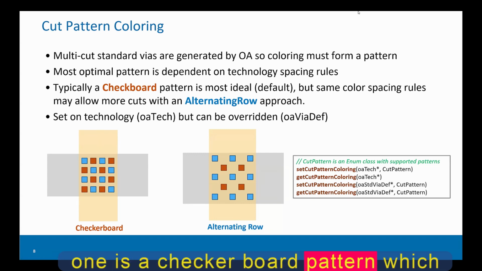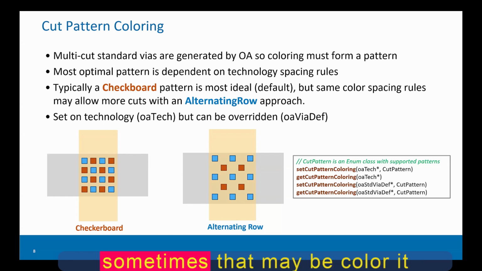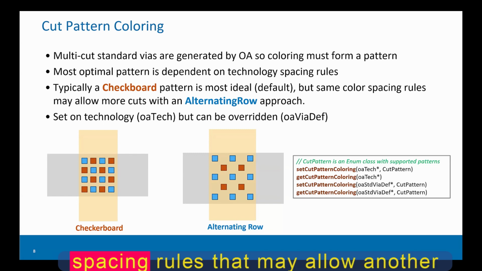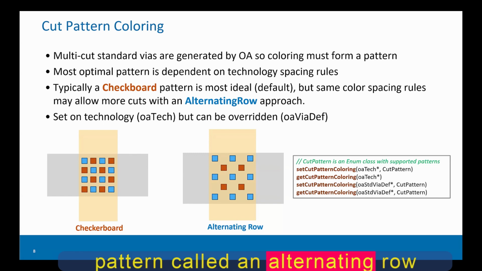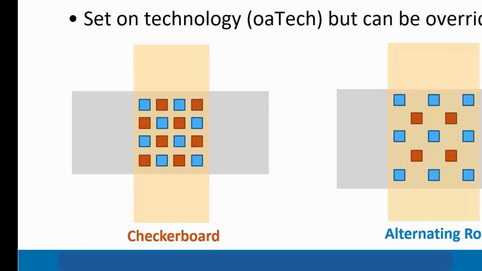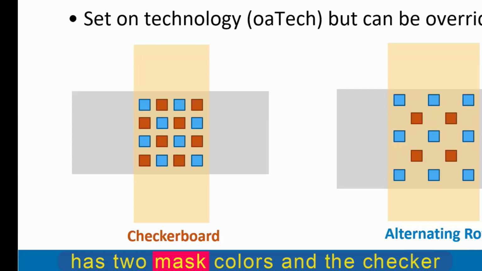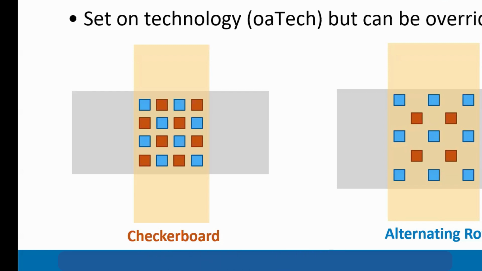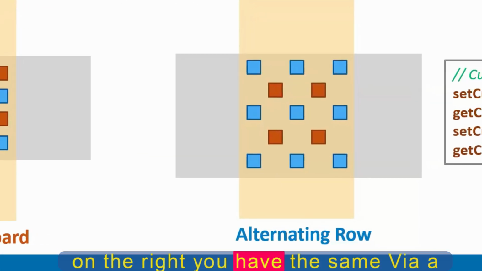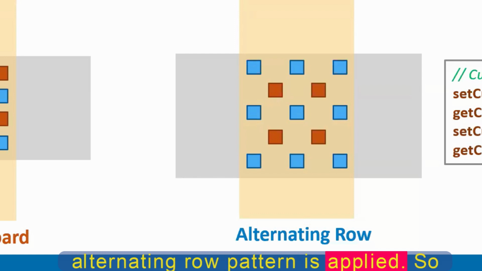There are two patterns that are allowed or mentioned in the spec document. One is a checkerboard pattern, which is the most ideal and the default pattern. But sometimes there may be color spacing rules that allow another pattern called an alternating row pattern to be specified. On the left, you can see a via layer which has two mask colors, and the checkerboard pattern is applied. On the right, you have the same via layer with two mask colors, and an alternating row pattern is applied.